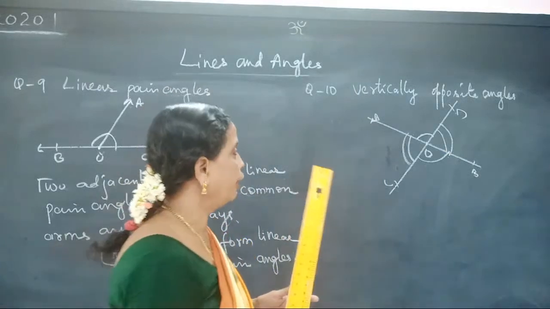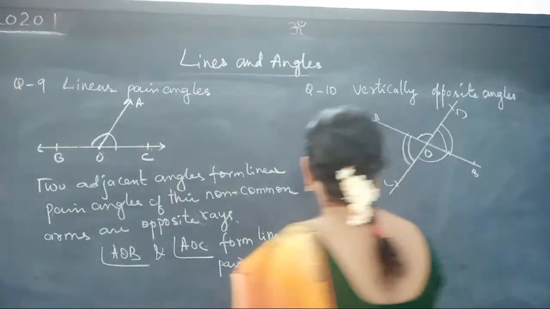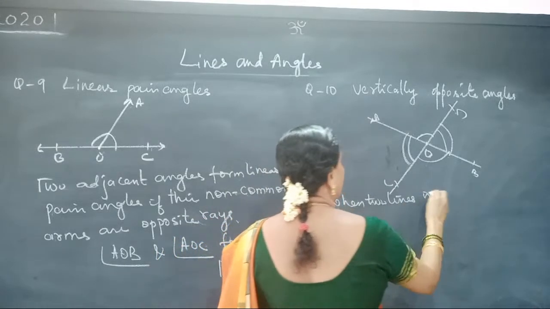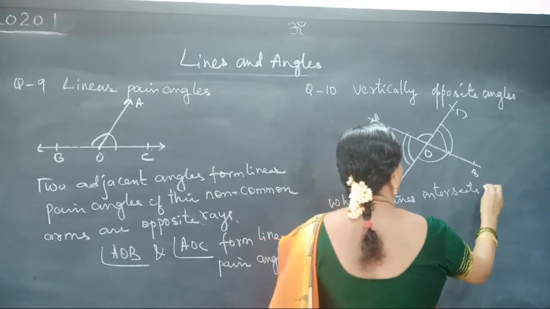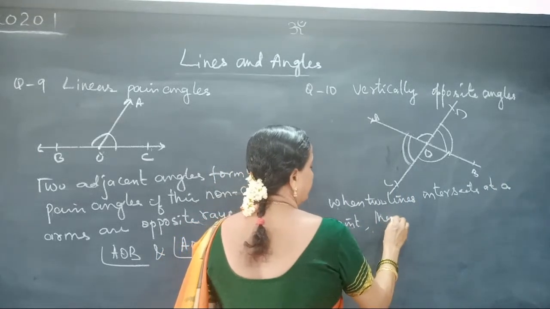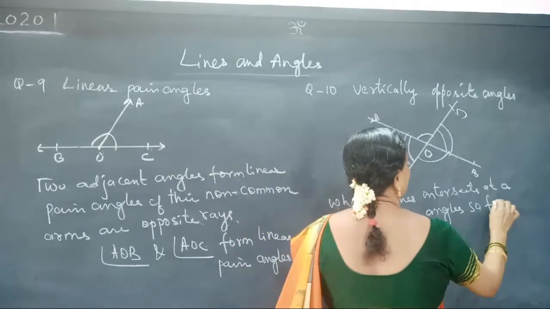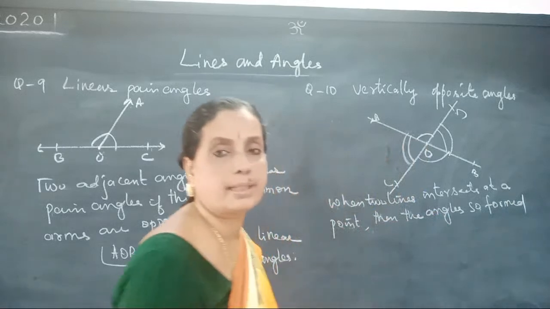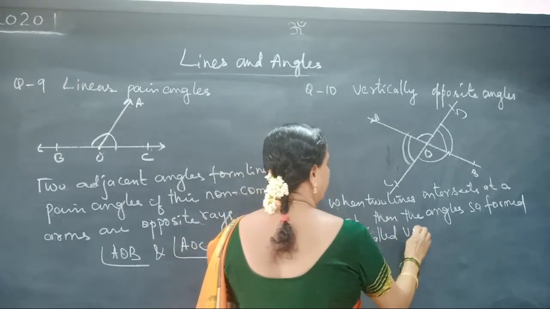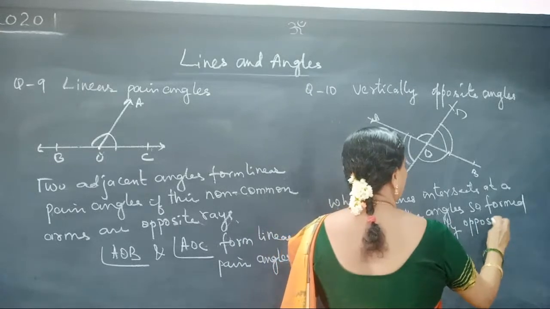Get the figure? When two lines intersect at a point, then the angles so formed are called vertically opposite angles.